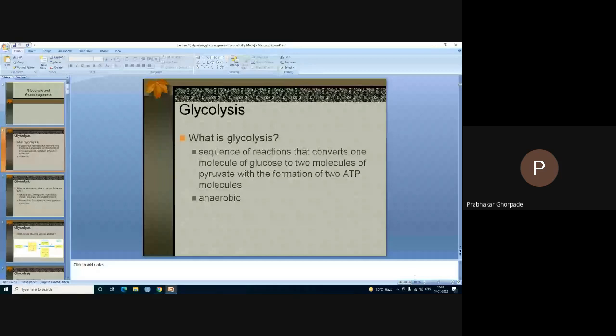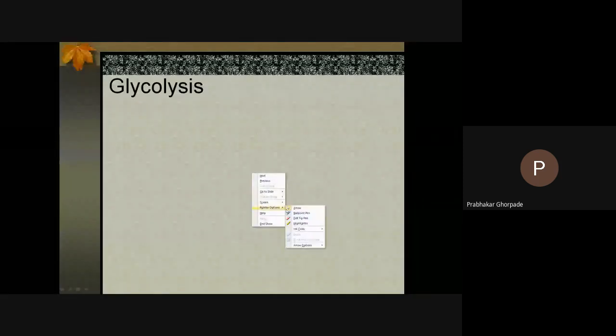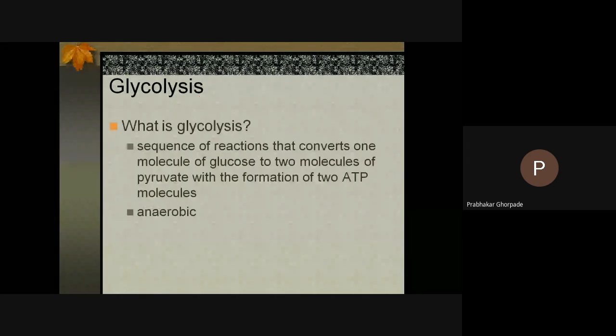So the purpose of glycolysis is that we have one glucose molecule, and we want to break this glucose molecule into two molecules of pyruvate. So ultimately we will be getting two pyruvate molecules, and we will be getting two ATP molecules, adenosine triphosphate. This ATP is the source of energy.